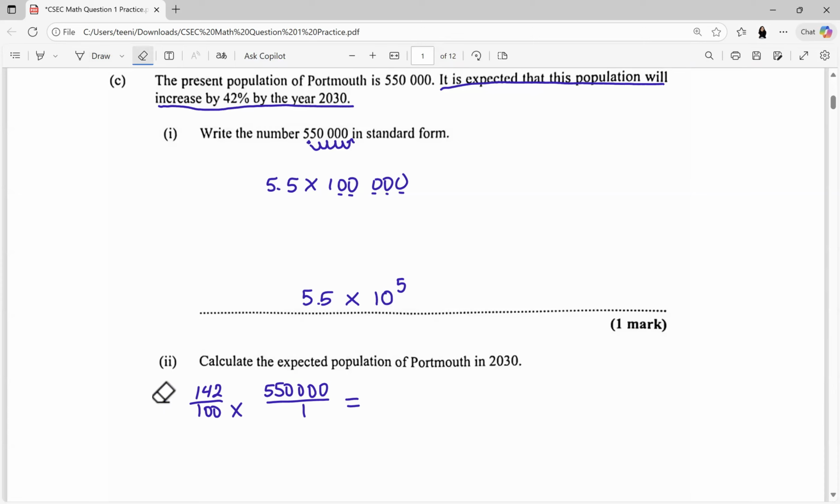Okay. 142 over 100. I'm sorry. Yes, it is correct, Nia, what you got. Miss, can you re-explain how you did it? Yeah, I will. Let me just write the answer. 781,000. Yes, Nia, you're correct, and whoever else got it, you are also correct. I forgot to put over 100 and I just multiplied 142 by accident.